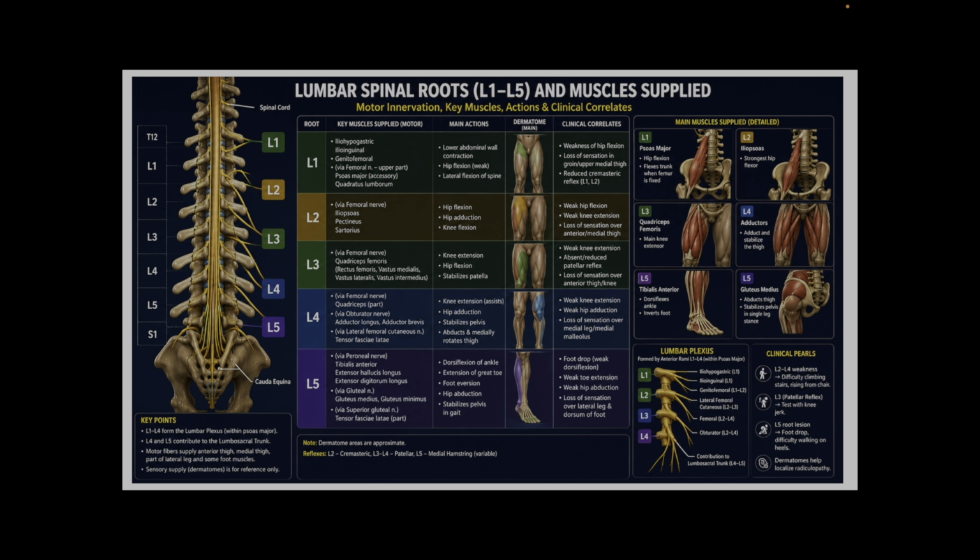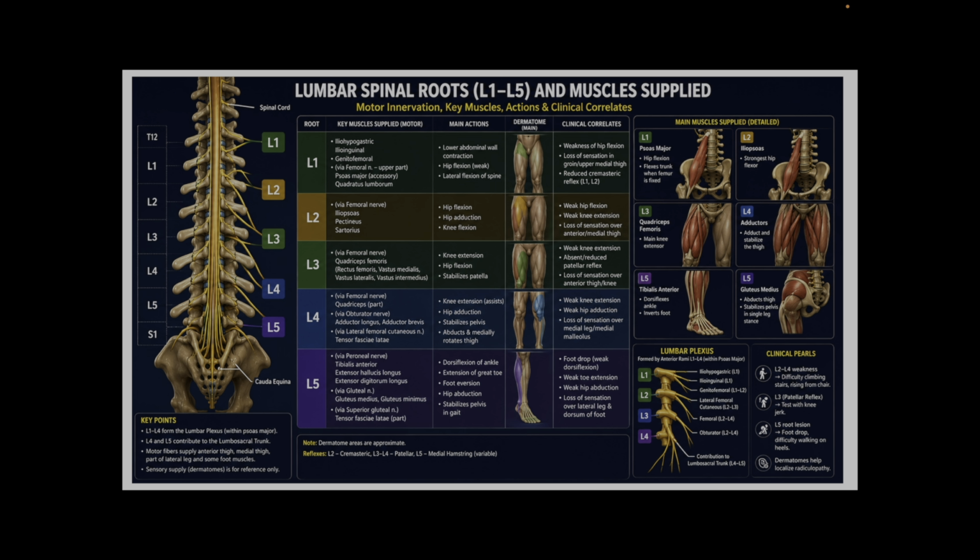And L2 radiculopathy presents with weak hip flexion, reduced knee extension, and sensory loss over the anterior and medial thigh. Coming to the L3 root. The L3 root supplies the quadriceps femoris muscle group. So which nerve root supplies the quadriceps femoris muscle group? Nothing but L3. Rectus femoris, vastus medialis, vastus lateralis, and vastus intermedius.